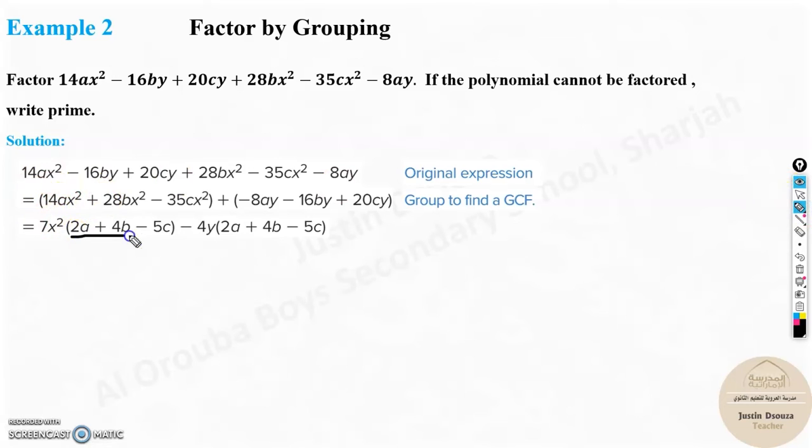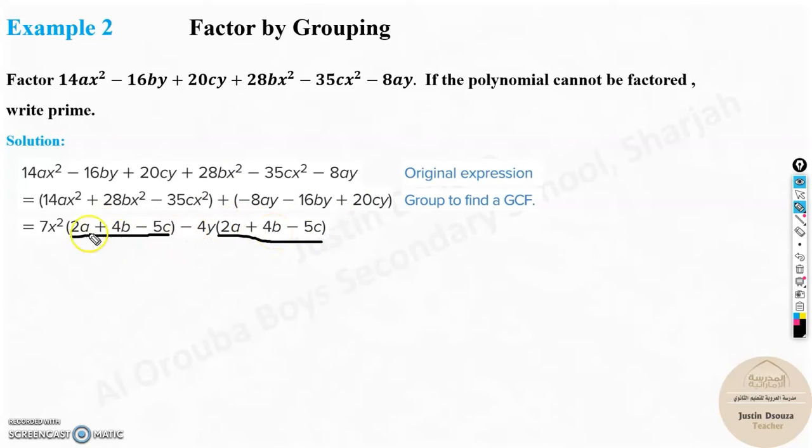Once you remove this, compare this. This and the term over here must be same. Then only you can simplify further. Now look over here. 2a, 4b is positive. These two terms must be positive. So remove the negative out. Negative 4y. So what you're remaining with is 2a, 4b, negative 5c. You can see these two terms are same.